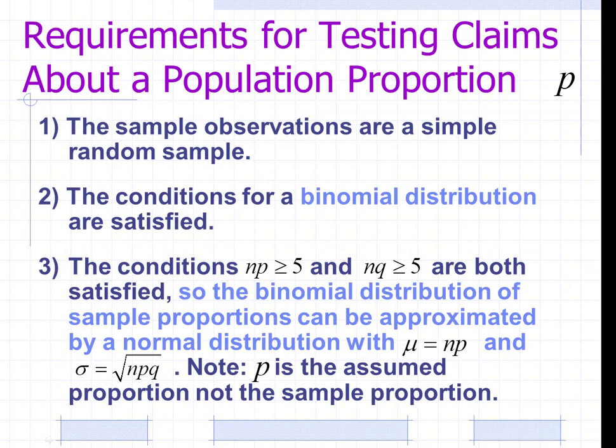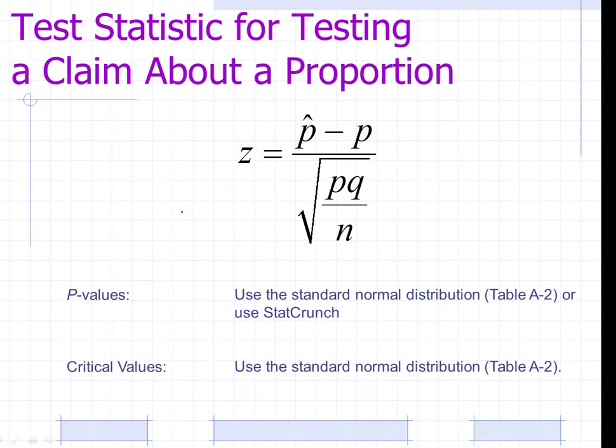And so again, we need to have a simple random sample. We need to have conditions for a binomial distribution: there's a fixed number of trials, there are only two outcomes, and the probability doesn't change. And then we need the number of failures and the number of successes to both be at least 5. And here is the formula for our test statistic.